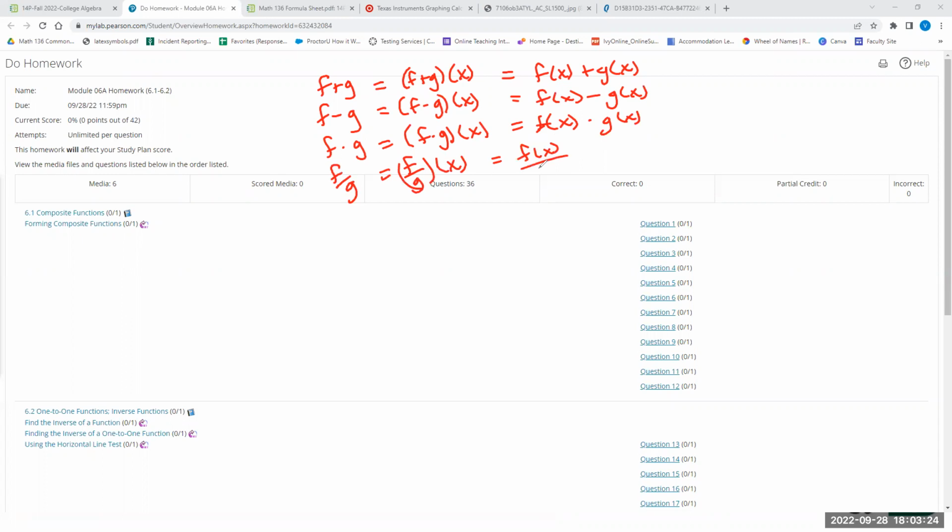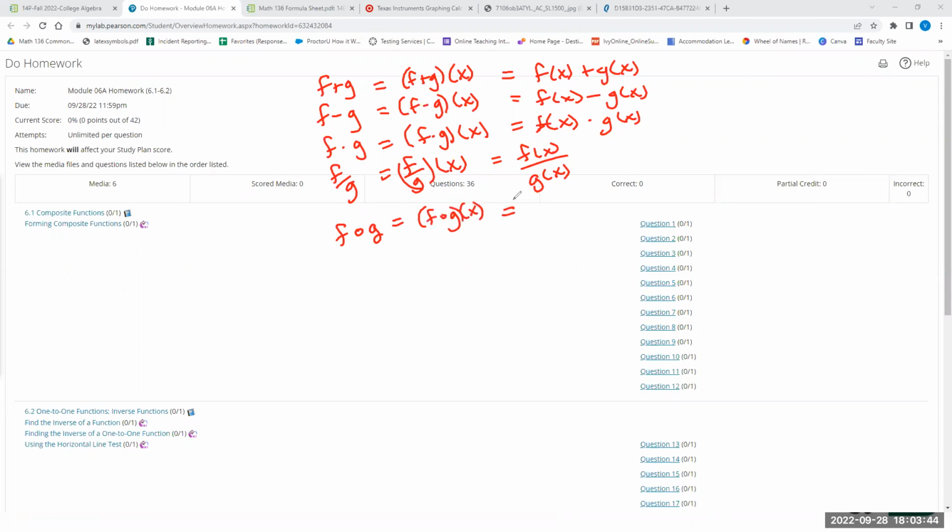So in section 6.1, you get a new notation, and it uses an open circle. So it's not the same thing as the multiplication. That's just the dot. This is f circle g. This is read f of g. It can be written with the parentheses.